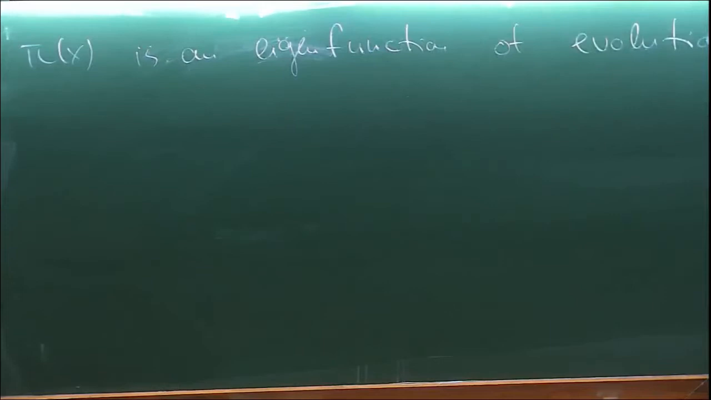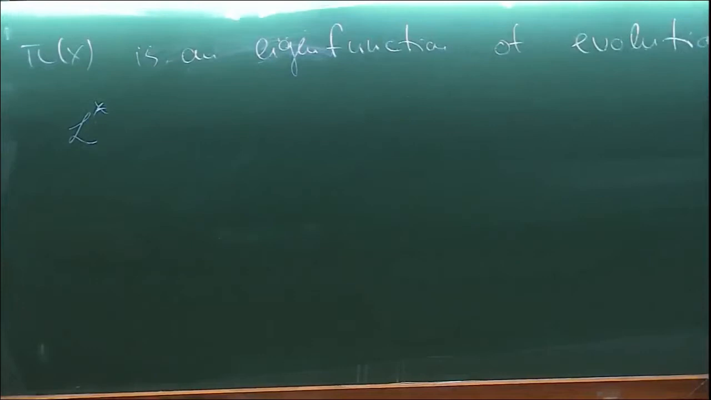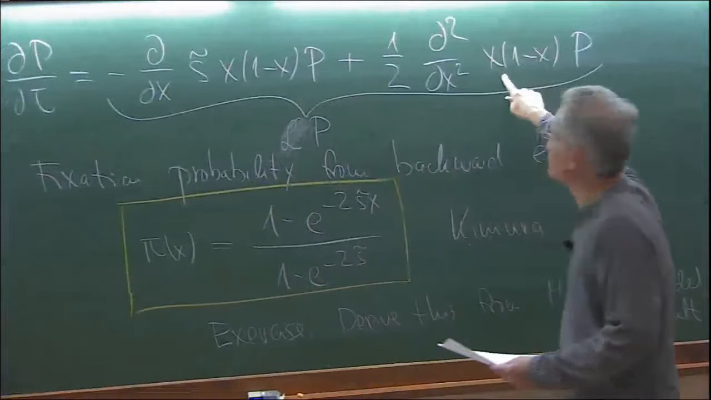So let me call this L star. You know adjoints from quantum mechanics, so basically you just have to mentally do a kind of partial integration and move the derivatives over to the other side. For a second order derivative, this doesn't change anything, but for the first order derivative, it will change the sign, and in particular, it will bring these factors in front of the differential operator. That's sort of the main thing.